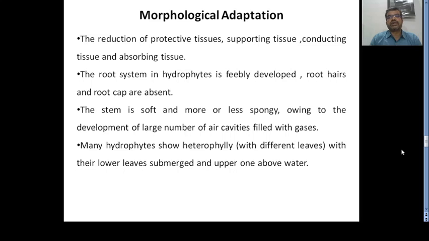The stem is soft and more or less spongy due to the presence of a number of air cavities, and these air cavities are filled with gases. So this is also referred to as buoyancy. So buoyancy is an important character of most of the hydrophytes. And many hydrophytes also show heterophylly. Hetero means different and phylly means leaves. They have different leaves. The leaves which are submerged are generally dissected, whereas the upper ones are the normal leaves.